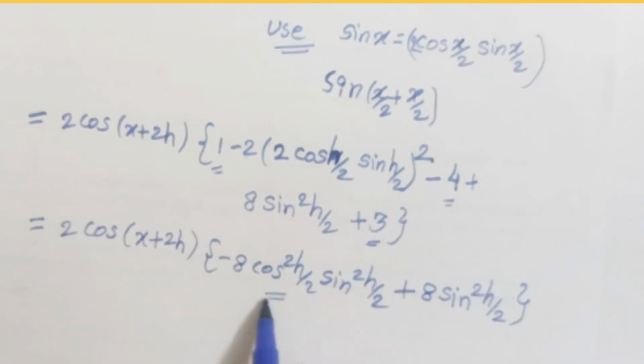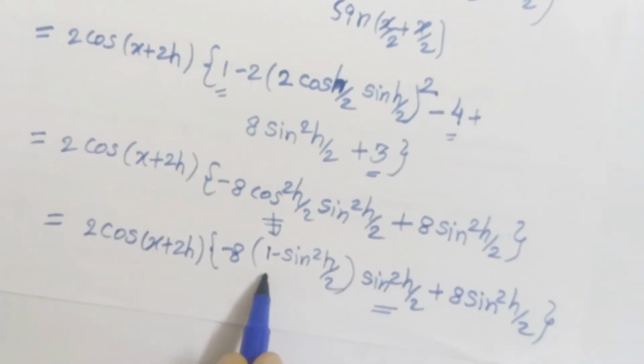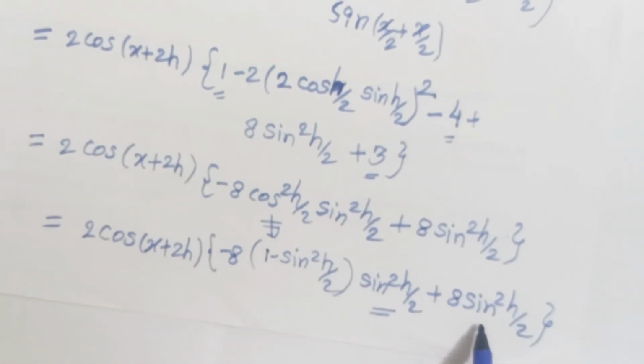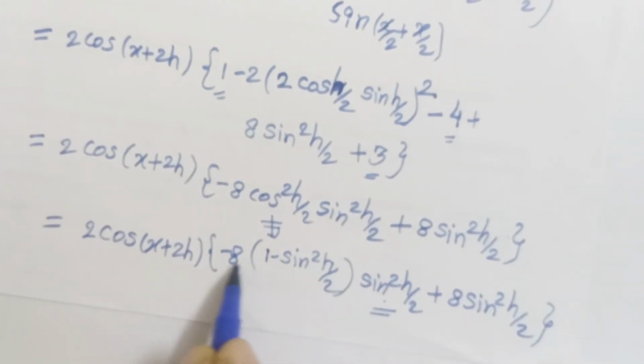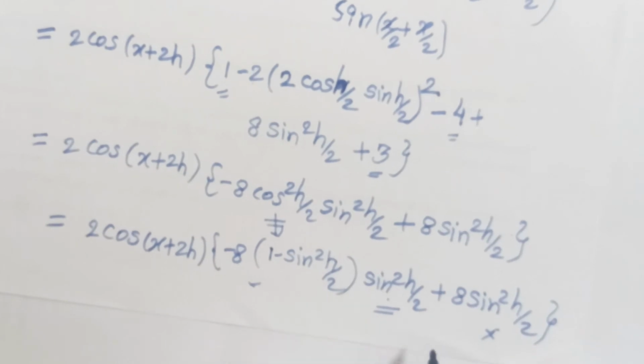So here we again use the formula. We know that cos square is nothing but 1 minus sin square h by 2. So here we use this formula, then we get, if we observe this term, if we multiply this term to the bracket, then minus 8 into sin square h by 2, and here plus 8 sin square h by 2. So after multiplication of this term to the bracket, the 8 times sin square h by 2 first and this term will be cancelled, and we get our answer.